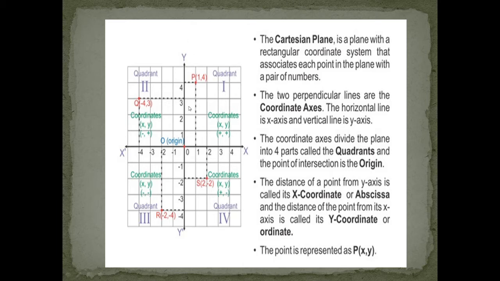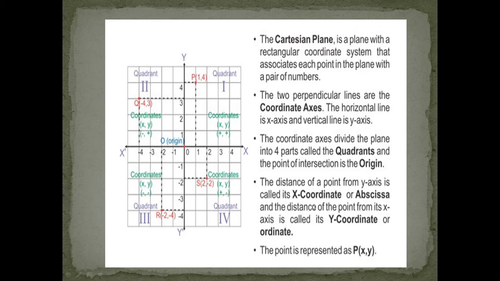Here we can see two perpendicular lines. Those are called coordinate axes. The horizontal line that you are observing here is the x-axis, and the vertical line is called the y-axis. The x and y axes intersect at one point called the origin. After drawing these coordinate axes, the total plane is divided into four parts. These four parts are called quadrants: quadrant 1, quadrant 2, quadrant 3, quadrant 4, like this.